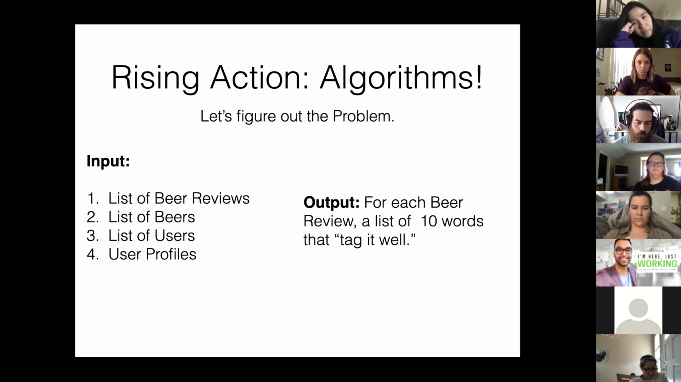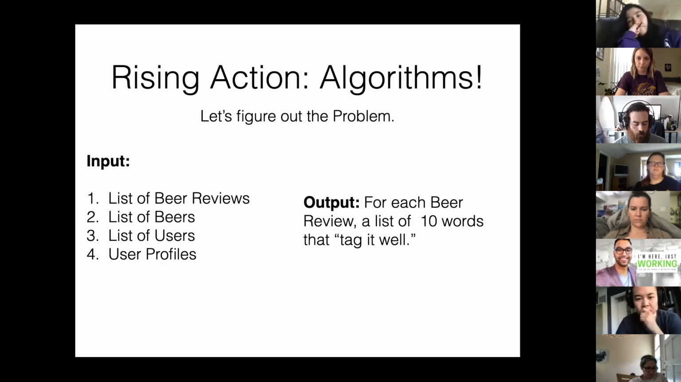All right. And so that's our input. And we feel pretty good about our input because our input is basically whatever we've got in our database. We can write that down precisely with data structures. Our output, however, is for each beer review, we want a list of 10 words, say, we want to try and make 10 tags for each review that tag it well.